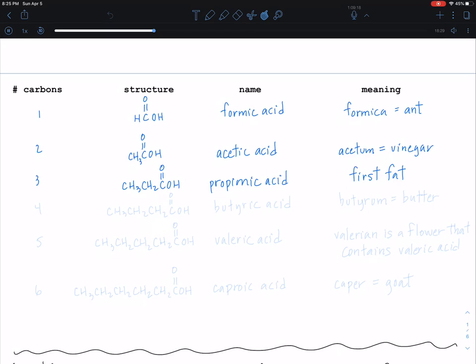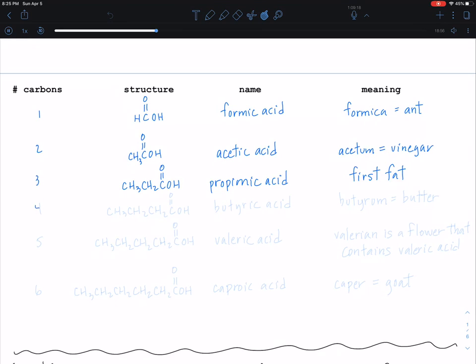Not exactly the most exciting meaning in the world, but propionic acid is the smallest of the carboxylic acids that displays fatty acid properties. And so it was named the first fat. It's the smallest fat. So this one's not very exciting in terms of nomenclature, but that's the common name for the carboxylic acid with 3 carbons.